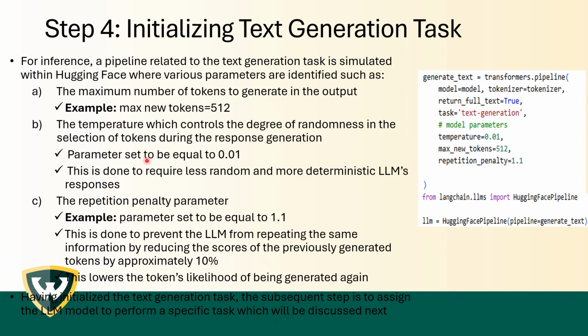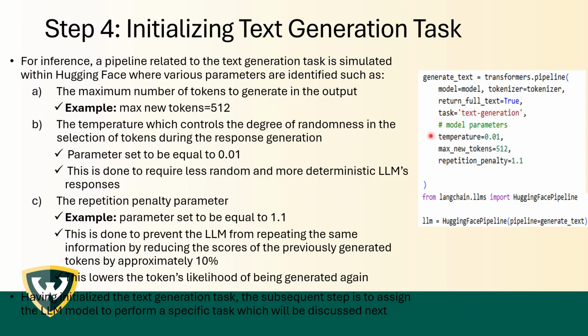So now we're going to show how we can initialize the text generation task. For that, we need our model, which was discussed in the previous slide, with its corresponding tokenizer, and also it's expected to return the full text. That's why return full text was set to be equal to true. And here the task was set to be equal to text generation, since the task in this case to be performed by the LLM is the text generation task.